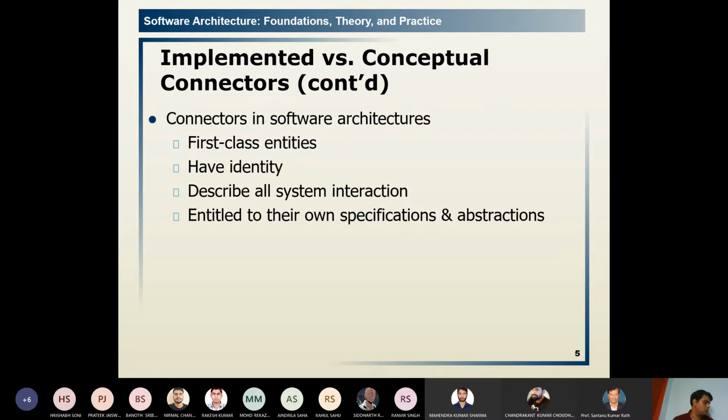And also they have their identities. It describes all the system interactions. But in the previous implemented connector, they lack system interaction. Here it describes all the system interactions. Next, it is entitled to its own specification as well as the proper abstraction of each connector.